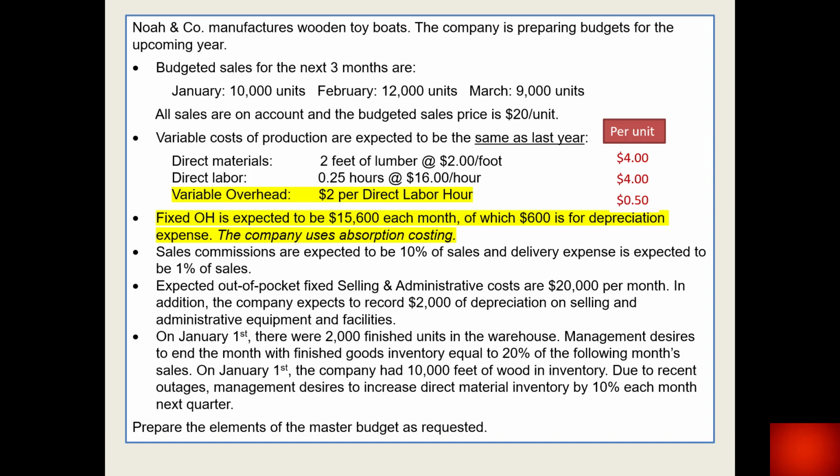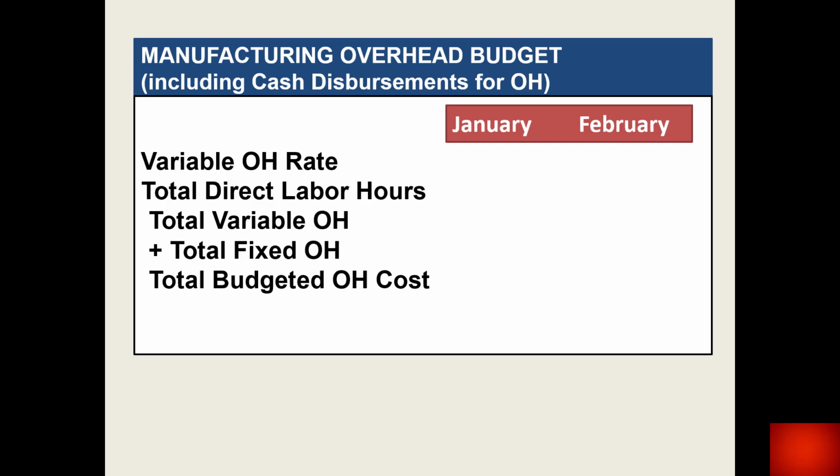So recall, variable overhead is $2 per direct labor hour, and fixed overhead is expected to be $15,600 each month, of which $600 is for depreciation expense. All right, focusing on the variable overhead first. The rate is $2 per direct labor hour. We'll multiply by 2,600 hours, and we'll get total variable overhead of $5,200.